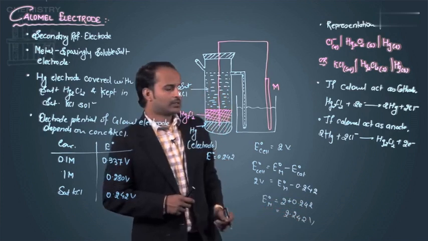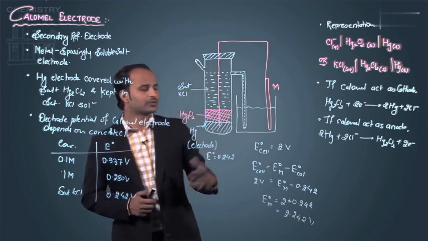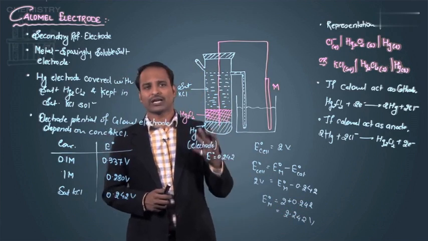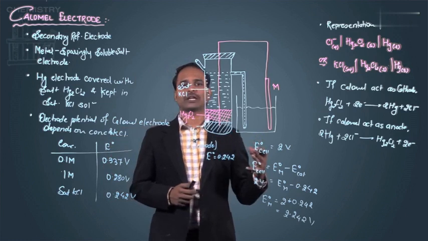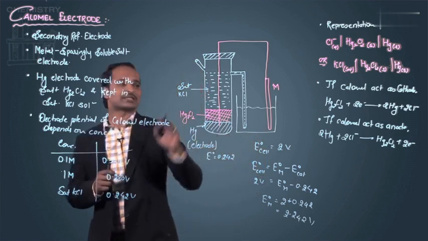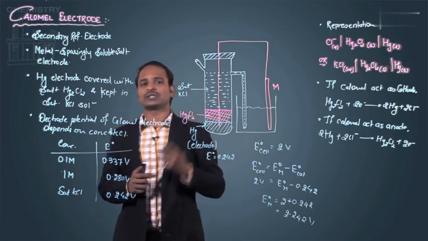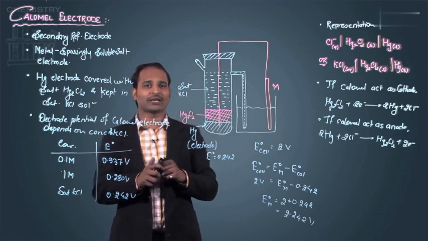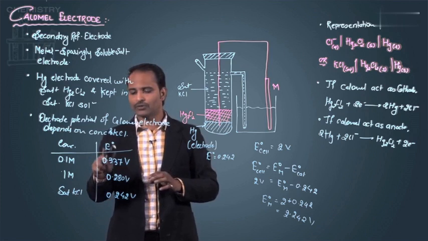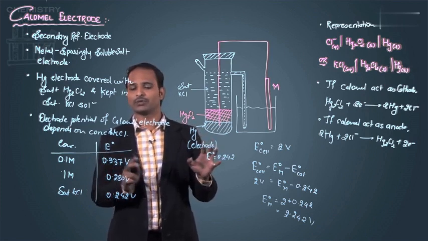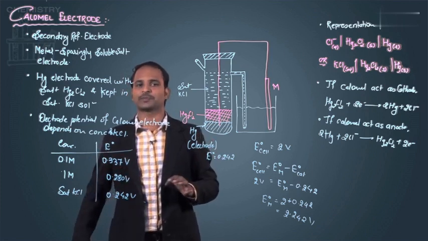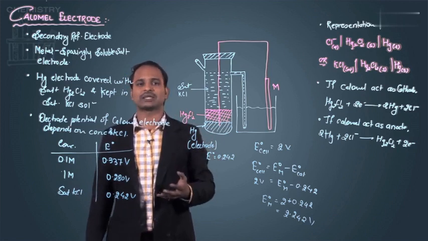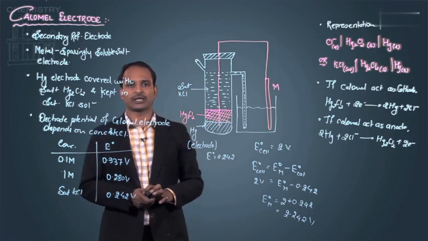So like the standard hydrogen electrode, this can also be used for knowing the electrode potential of any electrode. Since its own electrode potential is determined using hydrogen, it is a secondary reference electrode. Its value is not assumed, but is determined experimentally, and so it is considered a secondary reference electrode.